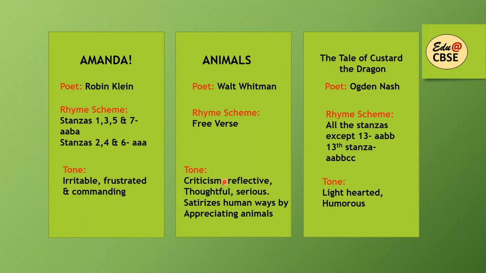Then tone in case of Animals poem. So here the poet is criticizing the ways of human beings. So there's criticism. The tone is reflective because he's pondering, he's thinking, thoughtful and serious. So he satirizes human ways by appreciating animals. So towards animals, the tone is appreciative. The Tale of Custard the Dragon, here the tone is light-hearted and humorous.